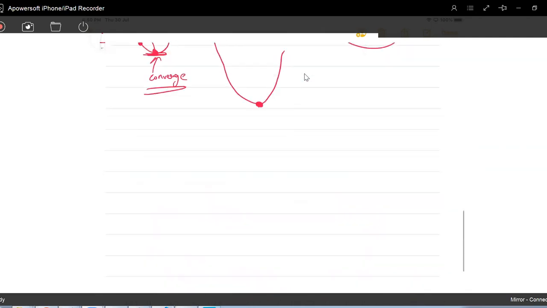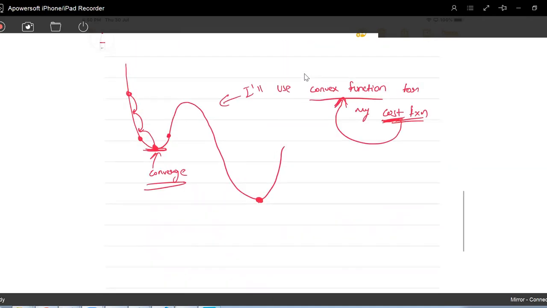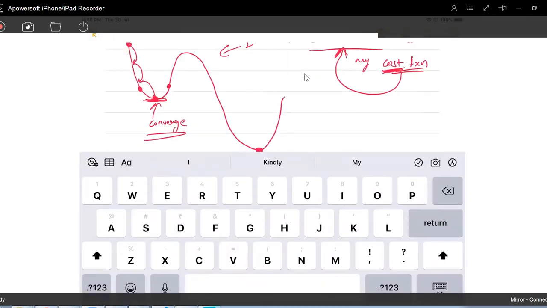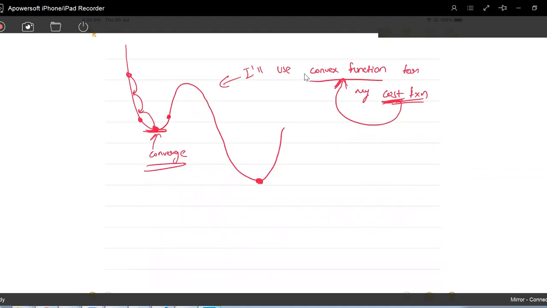Just remember this, the convex function will have only one minima. It will not have multiple minima, like you see now that here we have multiple minima. Here also we have a minima. So this will be my global or local minima. What will this be? This will be global minima, and this will be local minima. So my goal is to reach the global minima. So that is the thing.